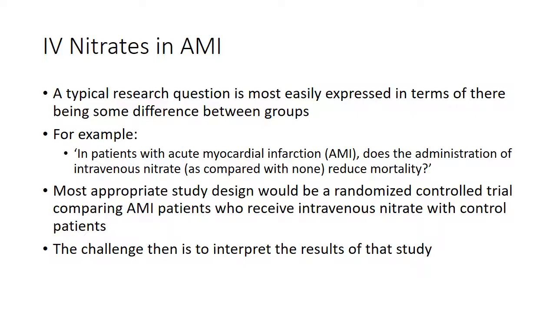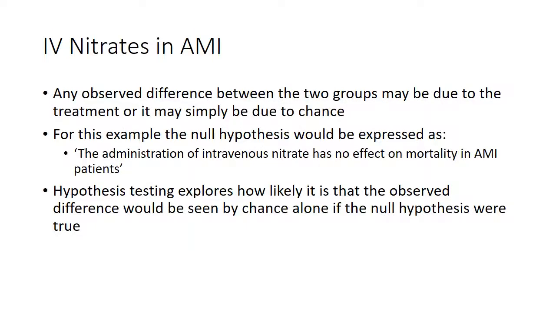So the challenge now is to interpret the results of the study to see whether or not IV nitrates have any effect on reducing mortality. Any observed difference between these two groups could be due to the treatment, or it could be simply due to random chance, right? So in this case, our null hypothesis, which we always need to define first, would be expressed as: the administration of IV nitrate has no effect on mortality in patients with acute myocardial infarction. Based on the results, if we did find a difference or not, you could extrapolate this back to all patients with acute MI and see whether or not we should, on a routine basis, administer IV nitrates.